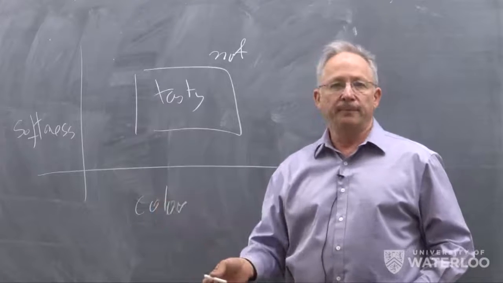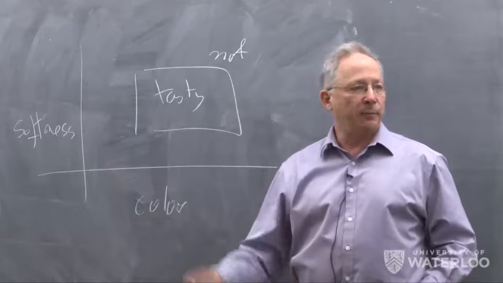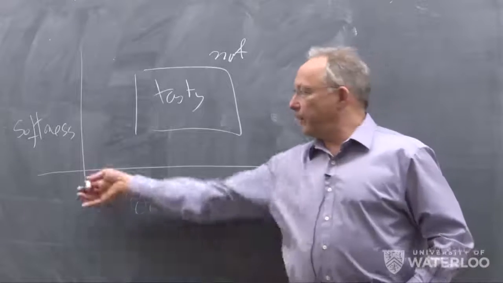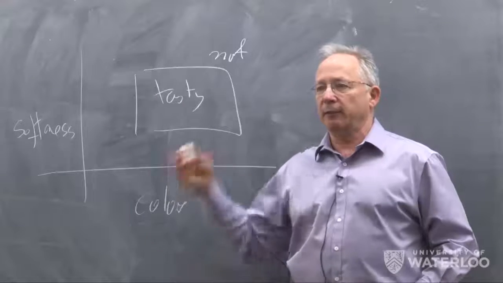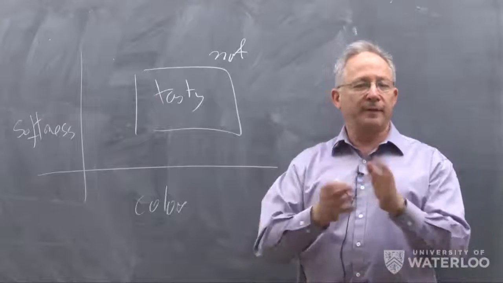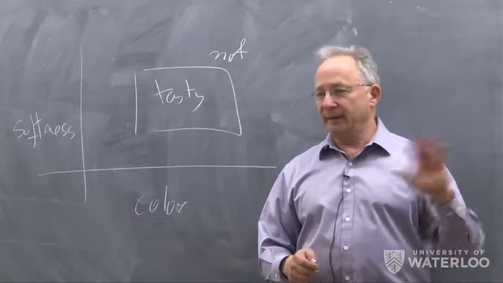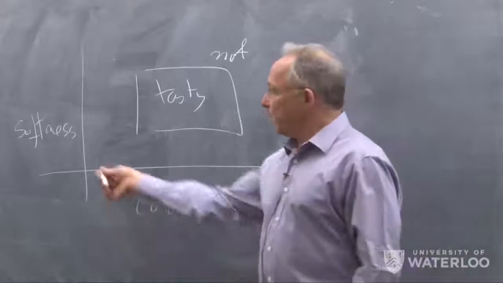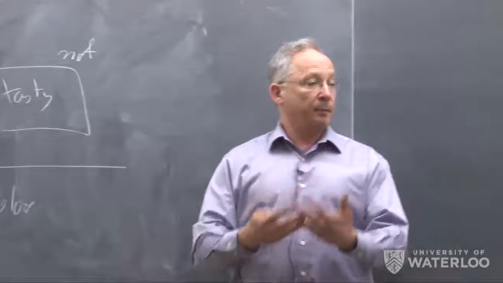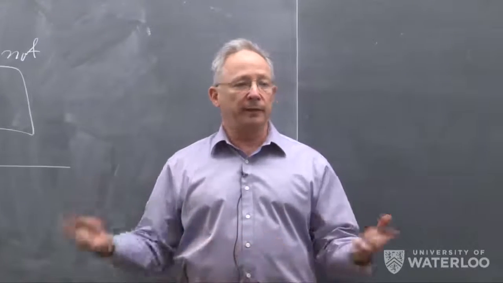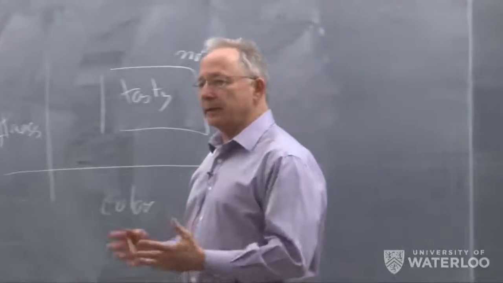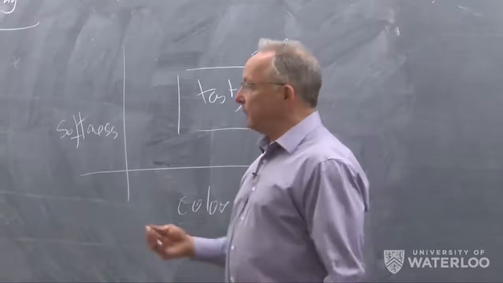I could say it's not just a matter of the color and the softness of the papaya, it's also a matter of the size of the papaya. I somehow believe that smaller ones are more tasty than bigger ones. Or I could add another coordinate and say it's not just a matter of color, softness, and size, but also of symmetry. If they look very round and symmetric, maybe they are tastier than whatever.